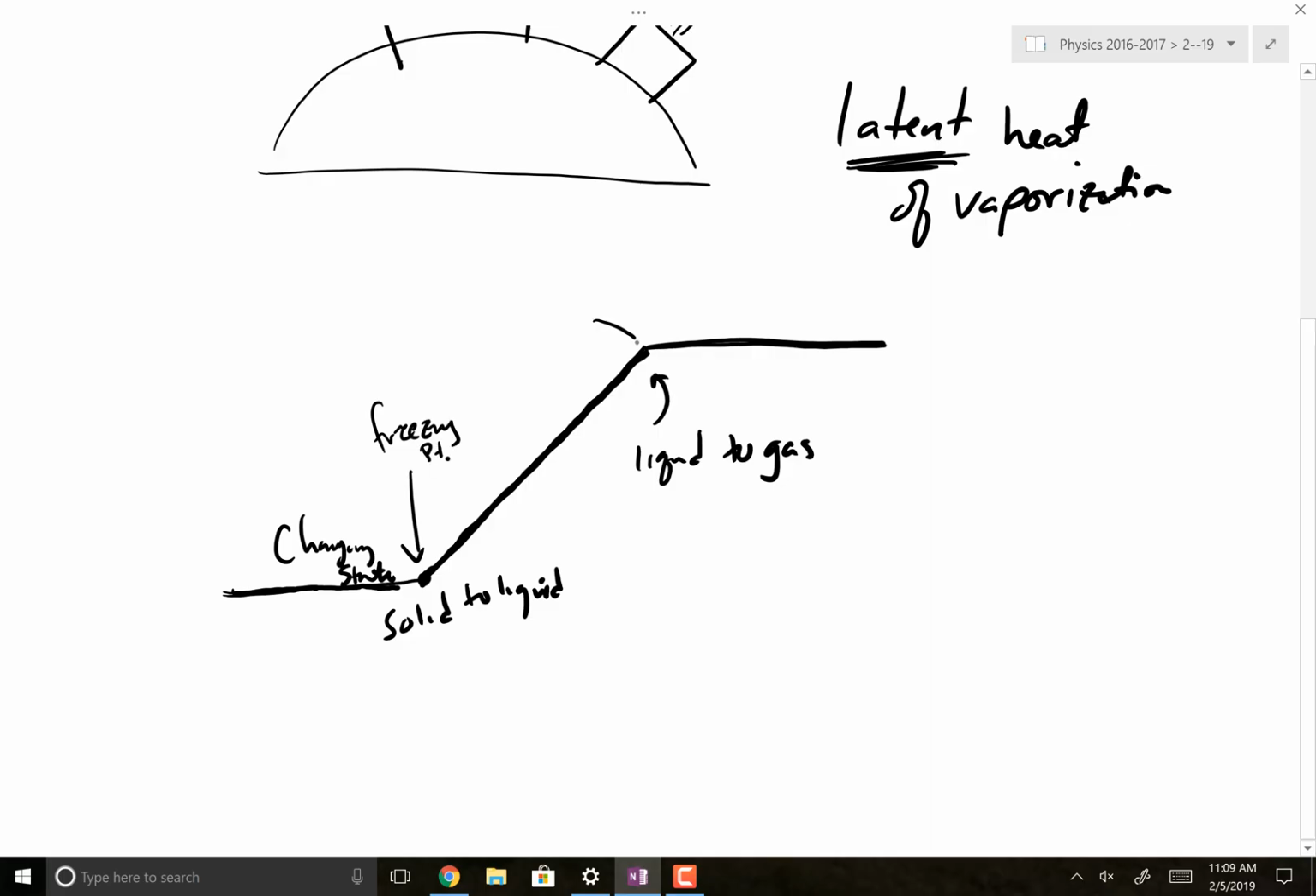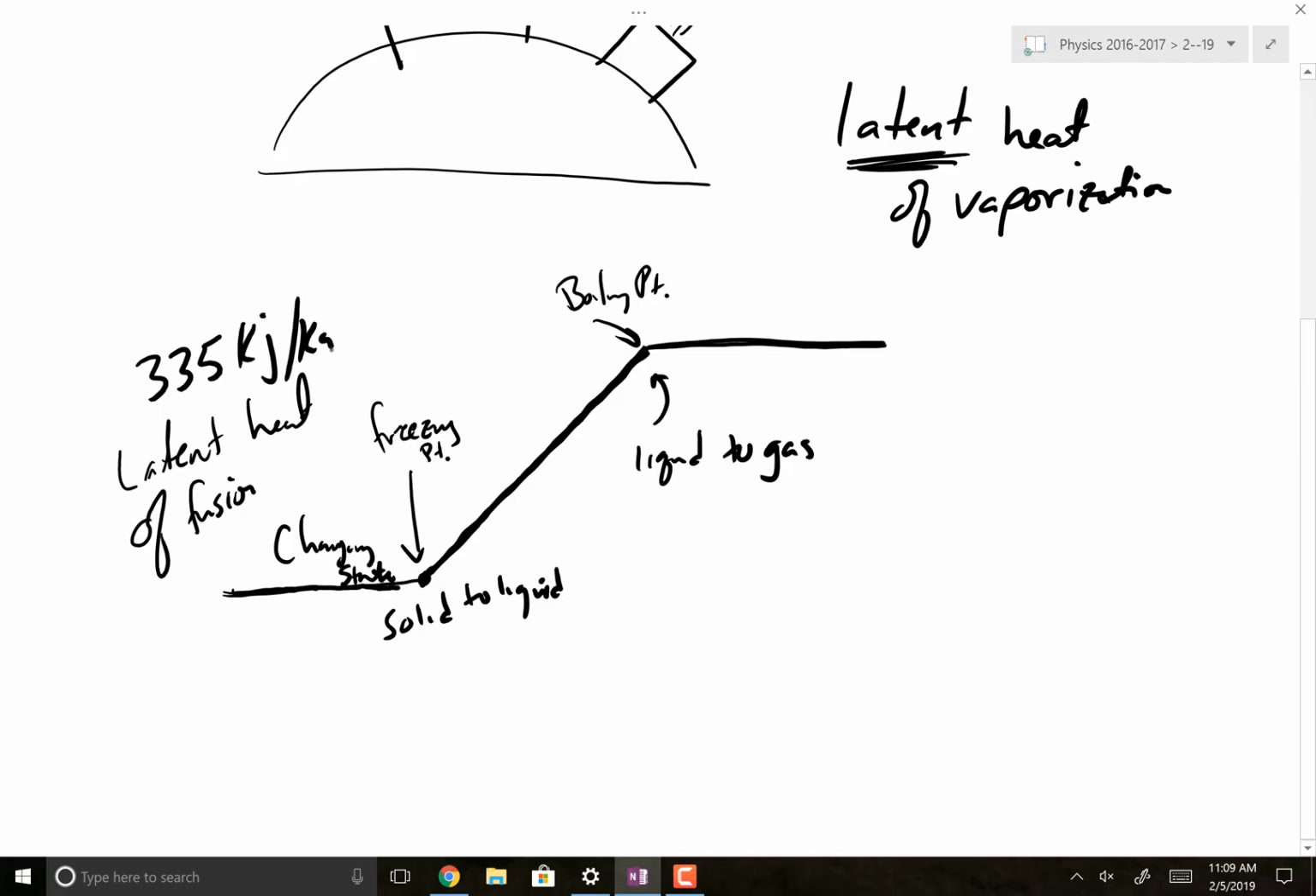Okay? Obviously, this is the boiling point. So there's also a latent heat of fusion. And for water, it just happens to be, I think they use 334, right? 334? Come on, use your head. Oh, they use 335. 335 kilojoules per kilogram degrees C.